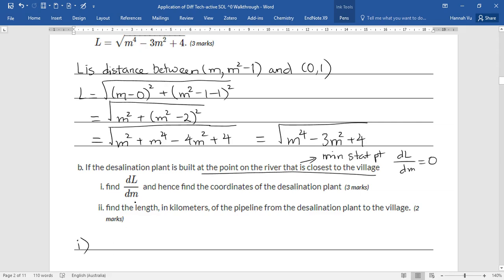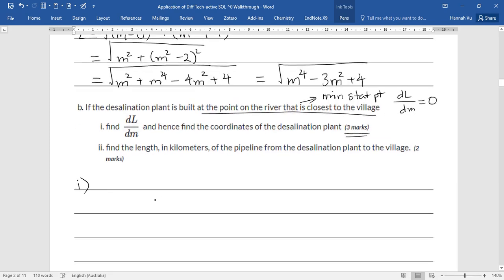Find dL/dm, and hence find the coordinates of the desalination plant. 3 marks. I think I know where the 3 marks are. I think 1 mark is going to be for finding dL/dm, which means that I am not going to do it by hand. You can do it by hand. This is not impossible to do by hand, but we have better things to worry about.